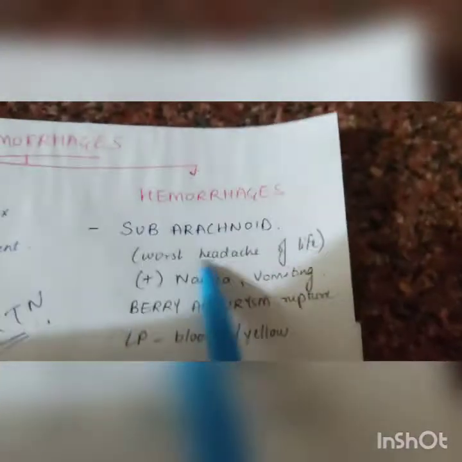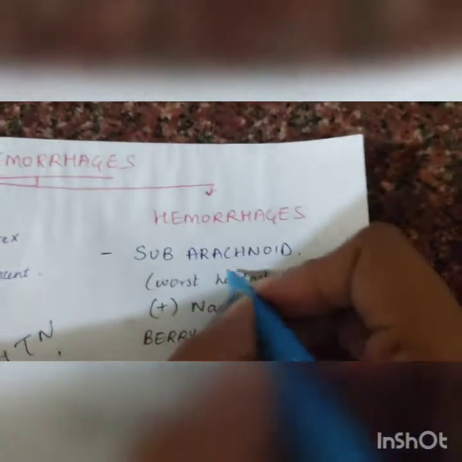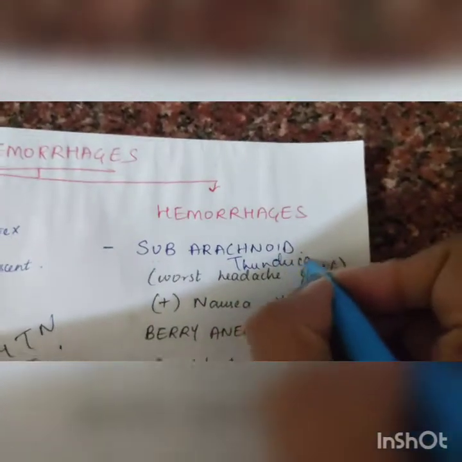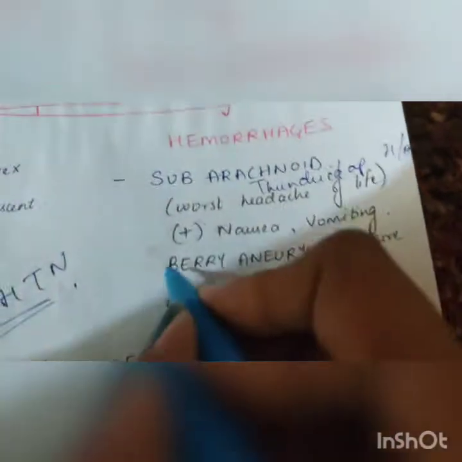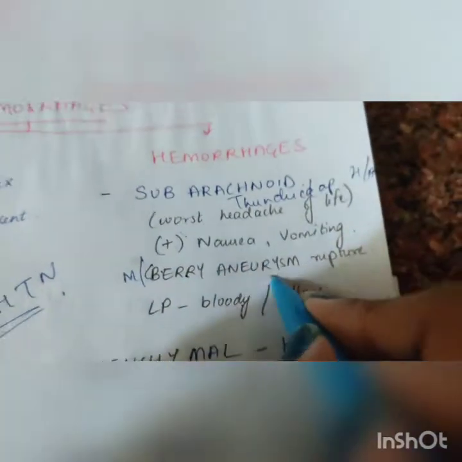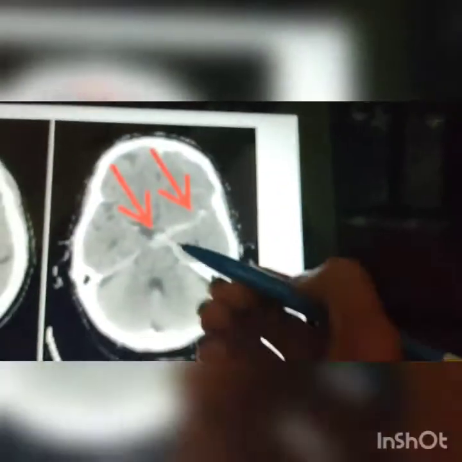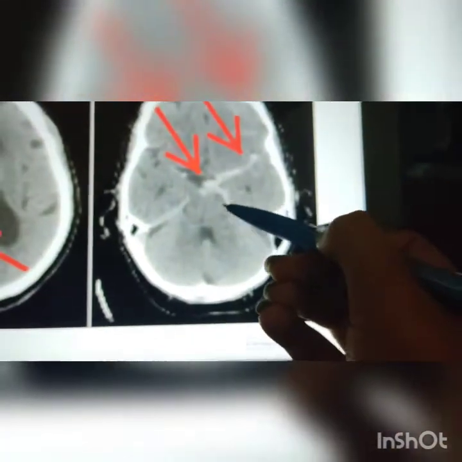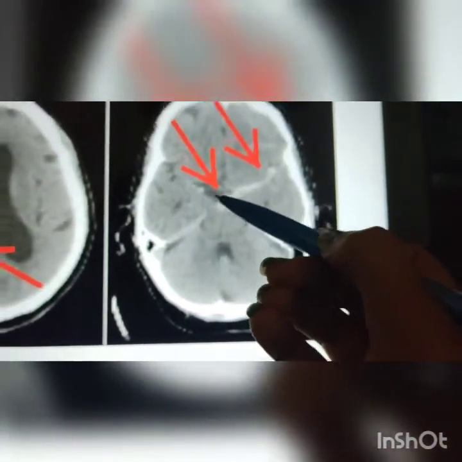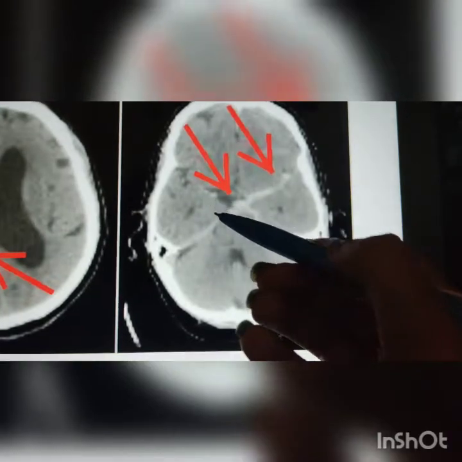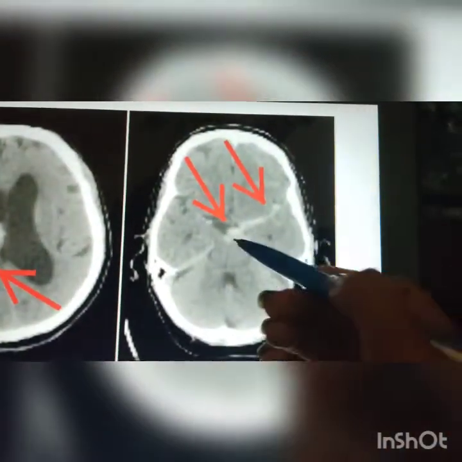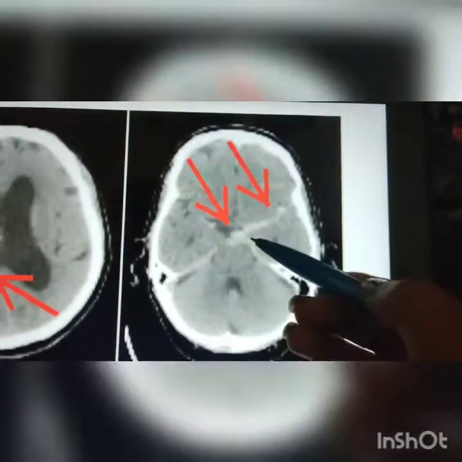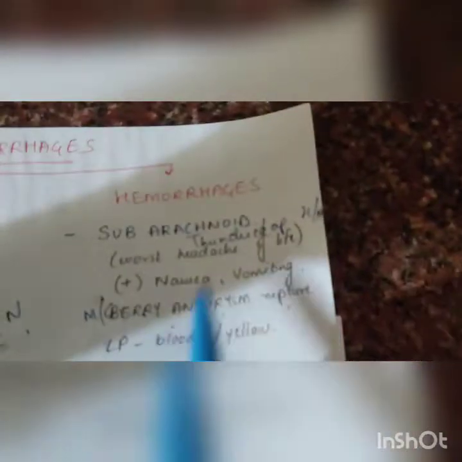Subarachnoid hemorrhage presents with worst headache of life. You can also call it thunderclap headache. Thunderclap headache or worst headache of life, and it also presents with nausea and vomiting. The most common cause is berry aneurysm rupture. So what happens is, because of hypertension, just imagine there is some kind of aneurysm forming here because of high BP usually, or any trauma also, and this aneurysm suddenly ruptures. It ruptures and all of the blood goes like this and causes hemorrhage. So this is one of the leading causes of subarachnoid hemorrhage.